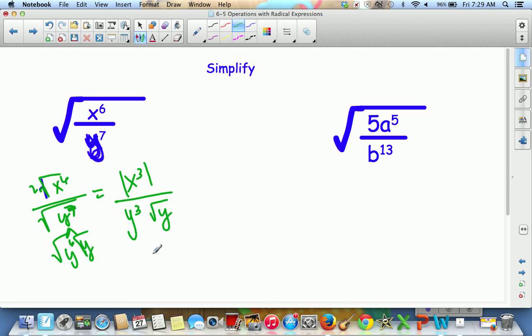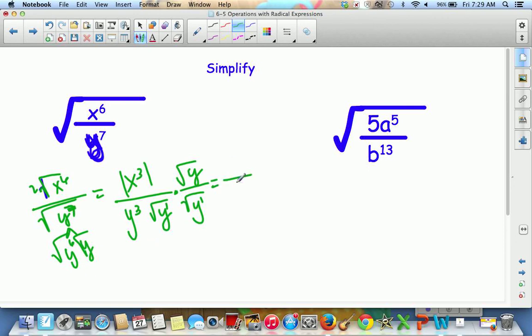Now, what's wrong with this answer? Right, I cannot have a square root inside the denominator. So how do I get this square root out of the denominator? I'm going to multiply by the square root of y over the square root of y. I can do that because, remember, my exponents add up to whatever my n is. So y times y is y squared. The square root of y squared is just y, so that simplifies down to y.